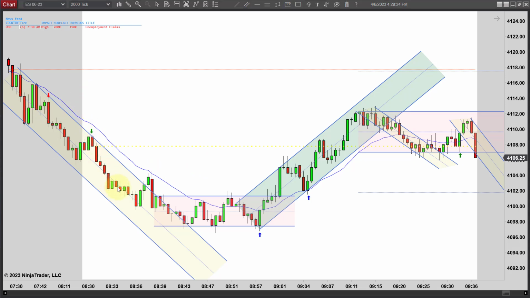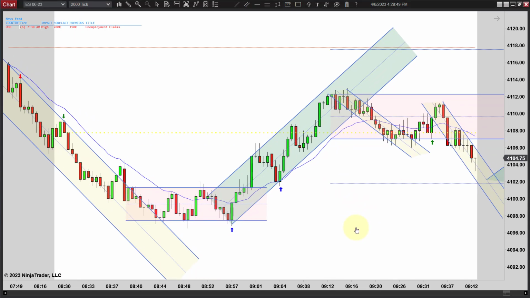Anyway, that's a great move. Probably you catch a runner there most likely, and you get to ride this all the way down. You do get a break here and a couple legs to a new low, and then you make a triple bottom here. I like going long above this bar, hoping that we're catching a bottom.